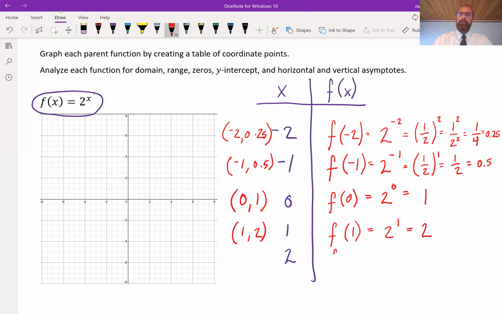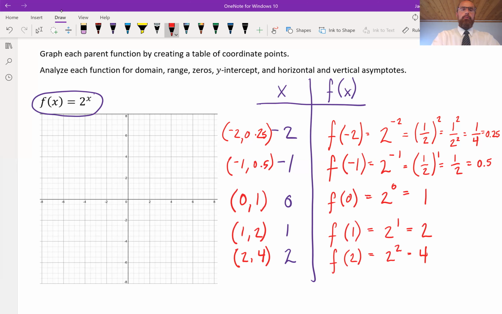And our last x value here is 2. So we want to calculate f at 2. And that's going to give us 2 to the power of 2, or 2 squared. 2 times 2 is 4. And that completes our 5 coordinate pairs for this parent function for exponentials base 2.